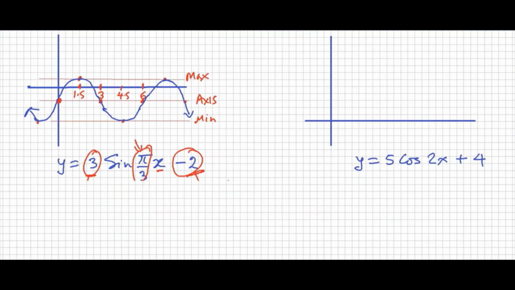Okay. Now the second question says y equal to 5 cos 2x plus 3. So do you remember what we did in a previous one? We drew axis first. So what is axis here? Plus 4. So let's add 1 2 3 4 plus 4. This is axis.